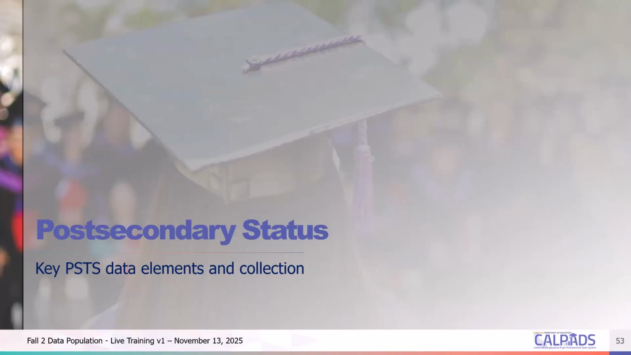So for Fall 2, the post-secondary status is unique because it's not relevant to the students enrolled on Census Day. The post-secondary status is going to be a survey of students who exited last year.